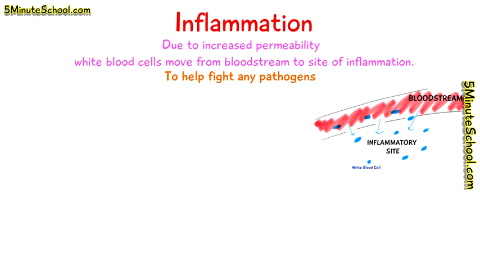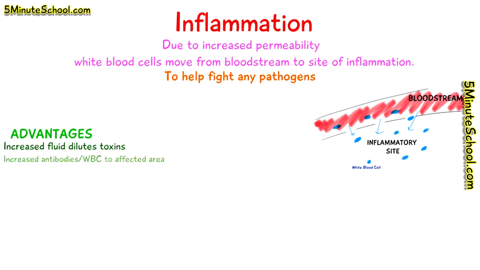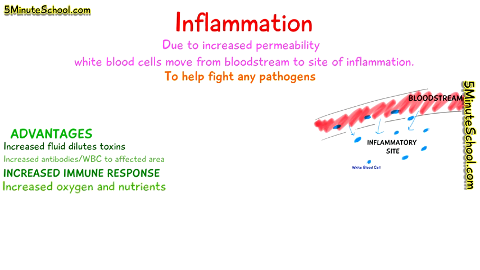Inflammation is a necessary pathway when dealing with injured areas of the body, and that's because the increased fluid to the area dilutes toxins. The increased membrane permeability in the area allows entry of antibodies and white blood cells to the area. The overall effect is an increased immune response by influx of white blood cells to the area and increased delivery of nutrients and oxygen to the affected site.